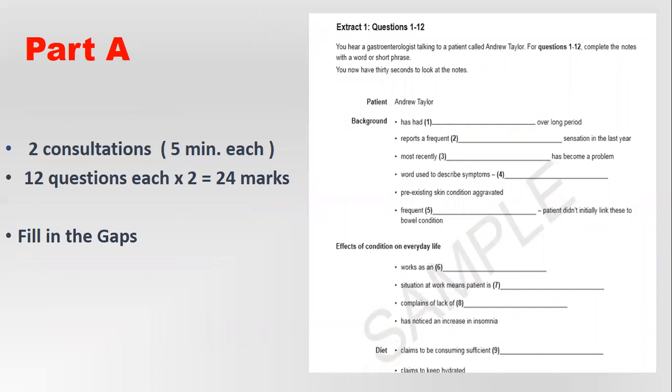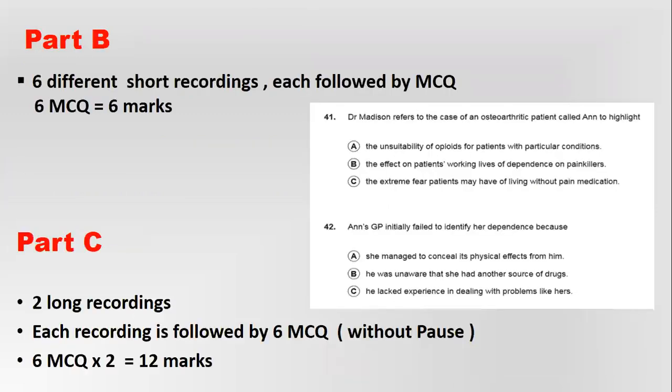This is part A of the listening subtest. It's formed from 2 consultations. The total marks are 24 marks. And this is part B, 6 marks, which are 6 different recordings. Each one is followed by a multiple choice question.